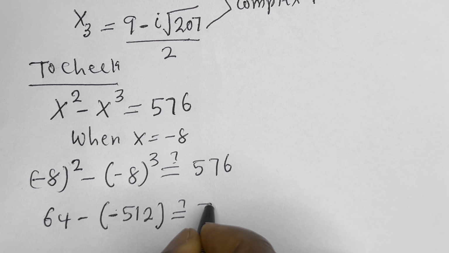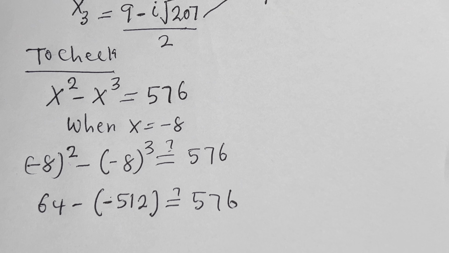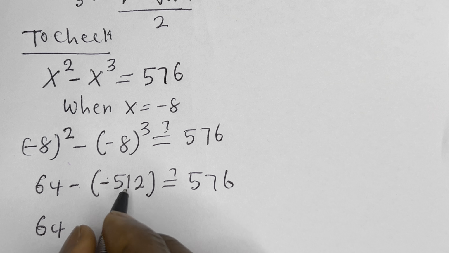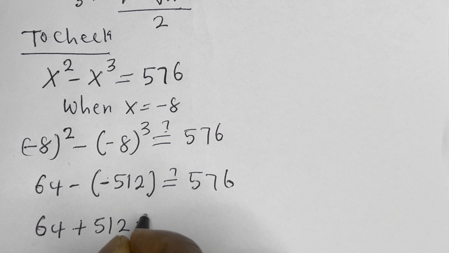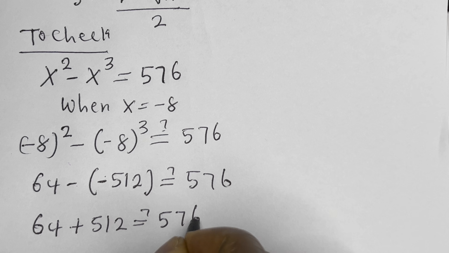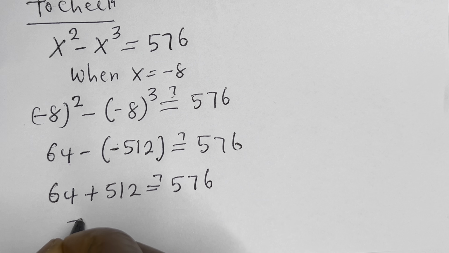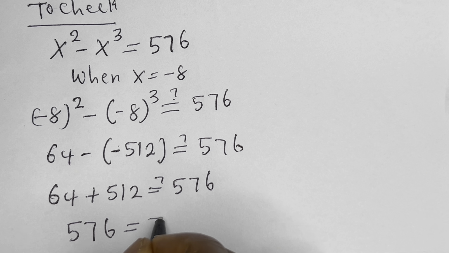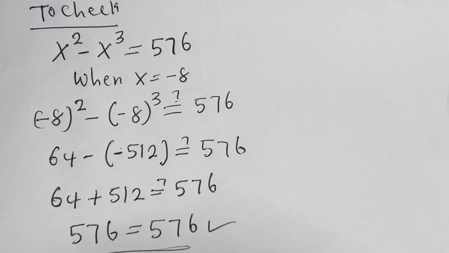must be equal to 576. Then this is 64 minus times minus 512. This becomes plus 512 must be equal to 576. Now here 64 plus 512, this is 576 is equal to 576, which is true.